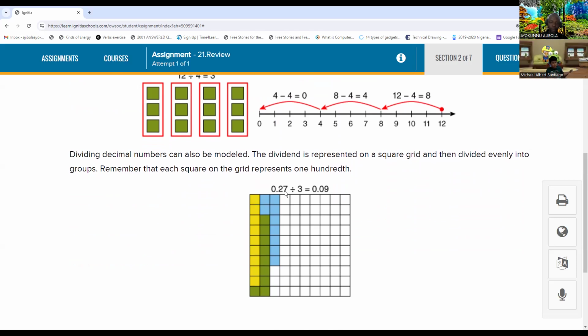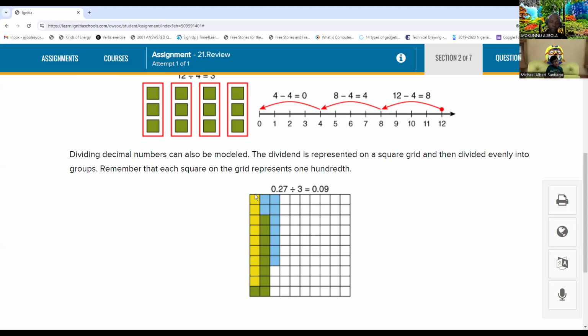This is 0.27. Why is it 0.27? Because it is 27 out of 100, okay? So each member could be 9 because we're dividing the 27 into 3 places. So each one is going to be 9. The yellow color is 9. The green color is 9. And the blue color contains 9 boxes. And 9 out of 100 is 0.09.